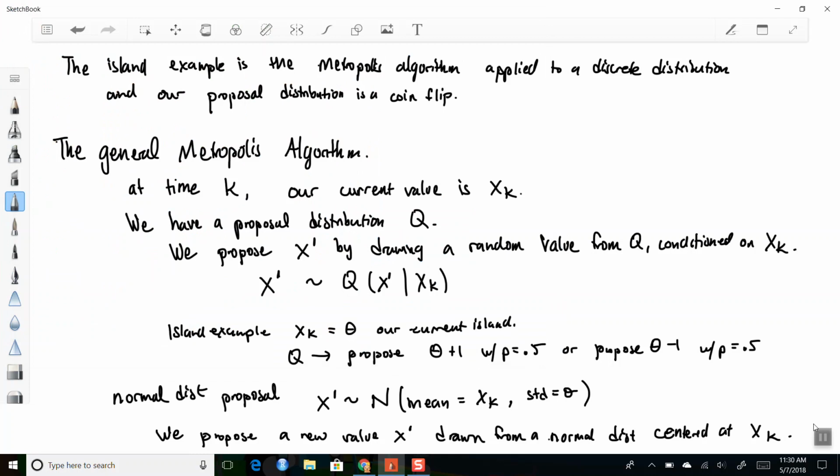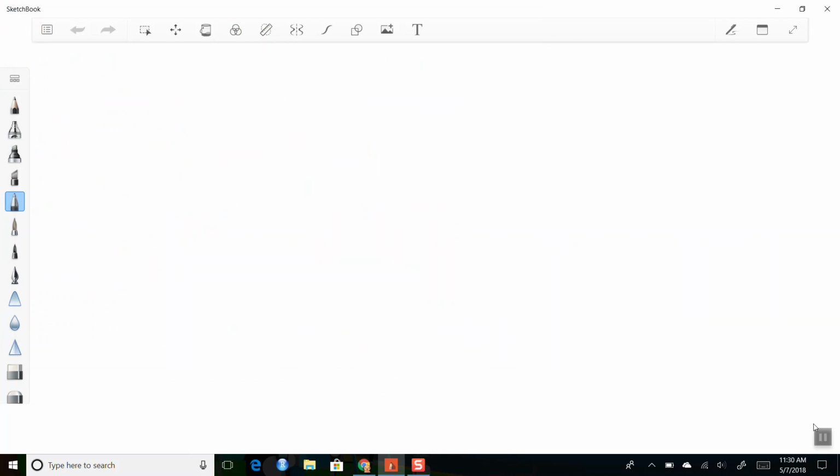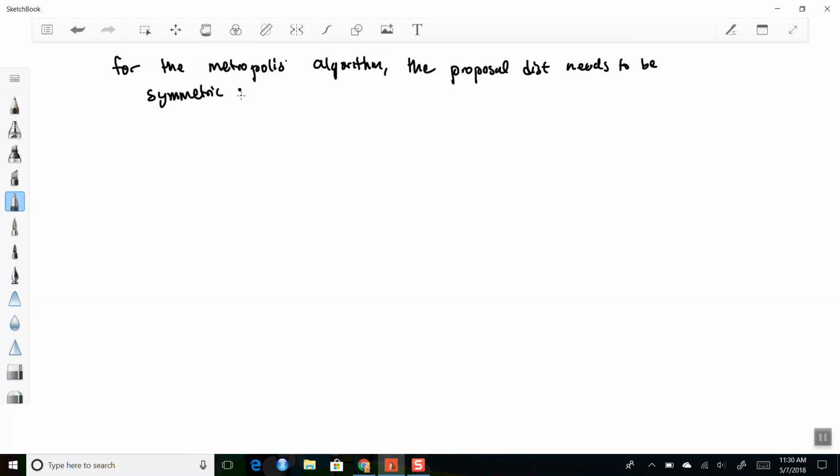Okay, and for it to be the Metropolis algorithm, it just has to be symmetric. Okay, that's the only rule for the Metropolis algorithm. I guess we can look at the Metropolis-Hastings probably on Wednesday. So for the Metropolis algorithm, the proposal distribution needs to be symmetric, in that the probability of proposing x prime given x sub k is equal to the probability of getting x sub k if you are at x prime.